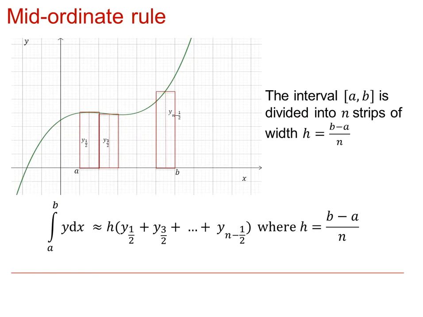In a previous video then we developed the mid-ordinate rule, which is given by this formula here. The idea is that we're looking at the midpoints of the intervals and calculating the y values at those midpoints, hence the mid-ordinate. The width of the rectangles that we're using is given by b minus a, where b minus a is the total width of the interval that we're considering, divided by n, the number of strips.